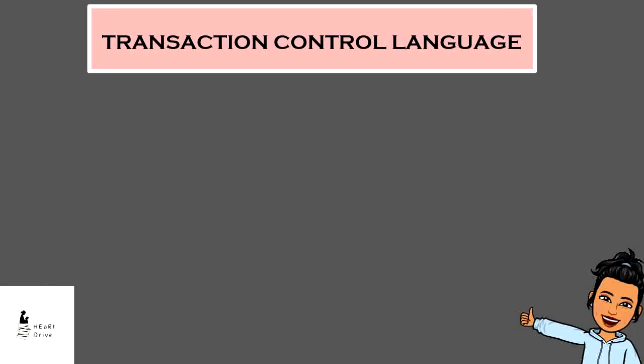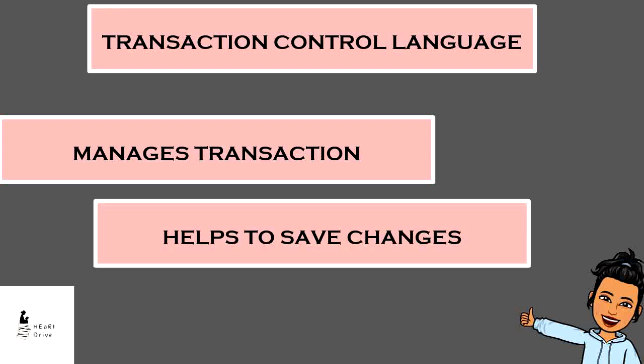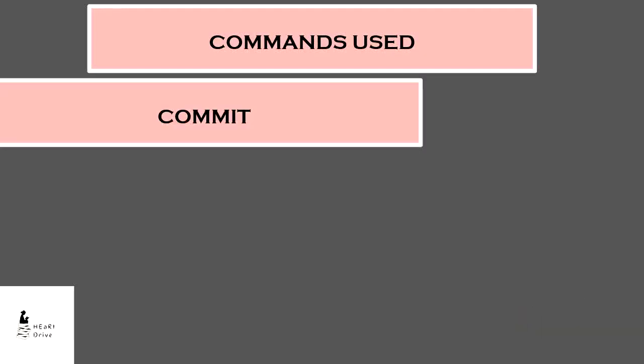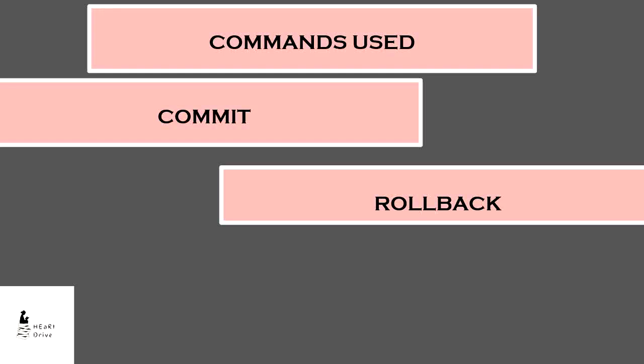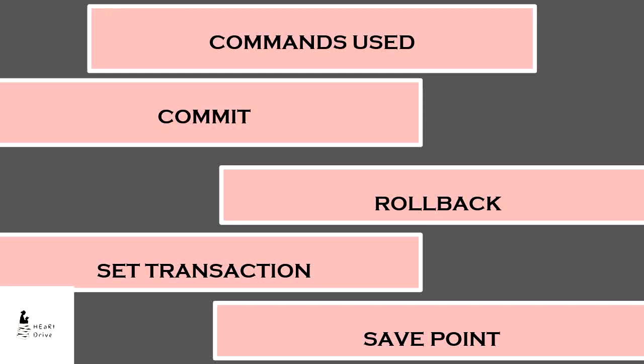Transaction control language. TCL commands manage the transaction. It is to save changes to a database. Commands used: commit, permanent save; rollback, restores data before transaction; set transaction, to set properties like read or write only; savepoint, temporary save.